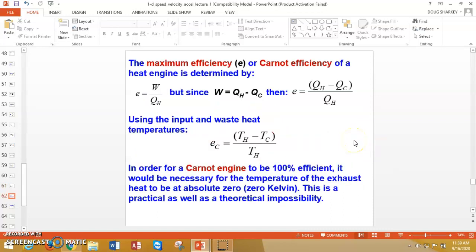Okay, so here again, here are all of our equations. Work is QH minus QC. Efficiency, therefore, is (QH minus QC) over QH. This is the maximum efficiency. And then when we talk about it in terms of Carnot, we talk about it in terms of temperature, and the temperatures need to be in Kelvin. A perfect engine is not going to happen, because it would be necessary for the temperature of your exhaust heat to be at absolute zero, which is not something that is possible.